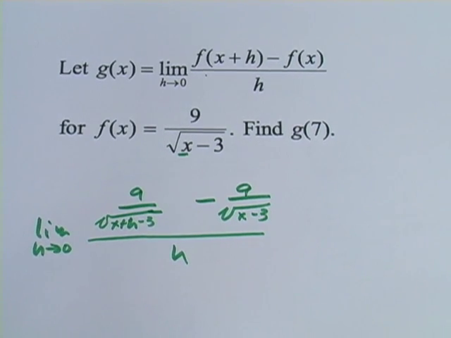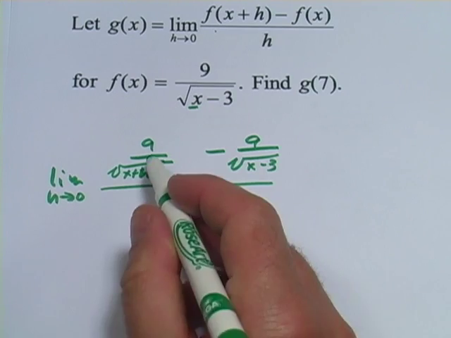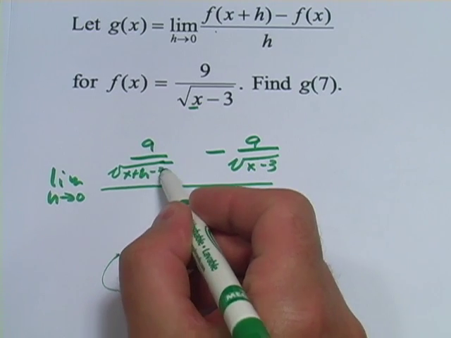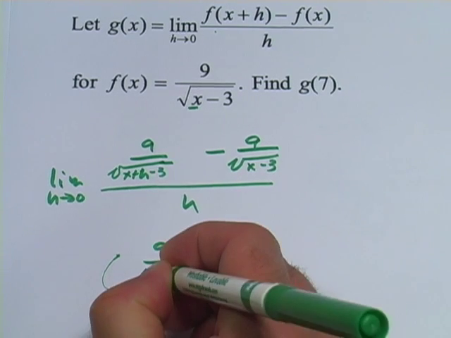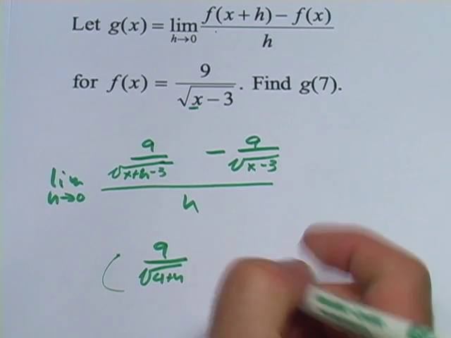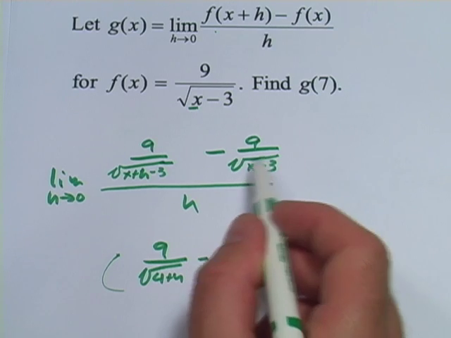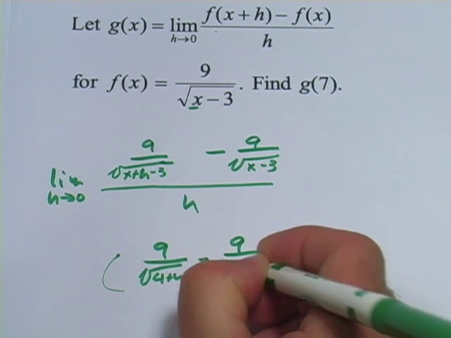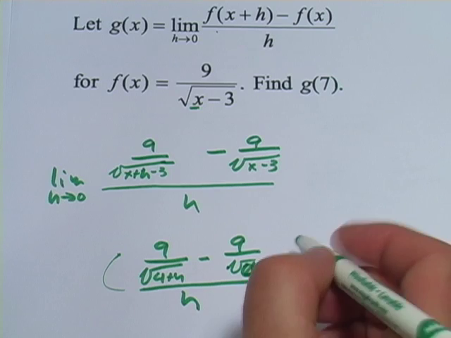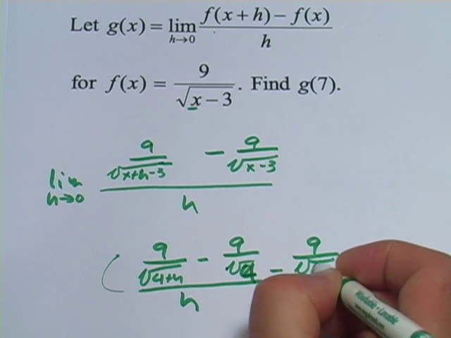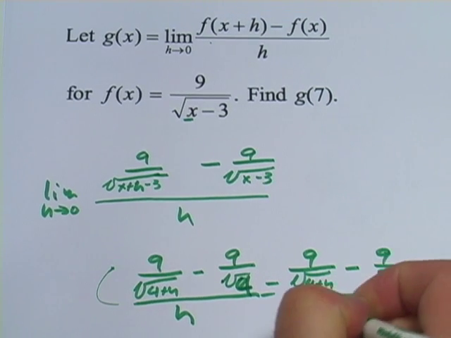Now, we want to find g of 7, so that means we're going to plug in 7 for x. So when we do this, we have 7 plus h minus 3. That simplifies to 4 plus h. So I get 9 over the square root of 4 plus h minus 9 over, and we're plugging in 7 here, so 7 minus 3 is the square root of 4. And that's all over h. And the square root of 4 is, of course, 2, so this is 9 over the square root of 4 plus h minus 9 halves over h.